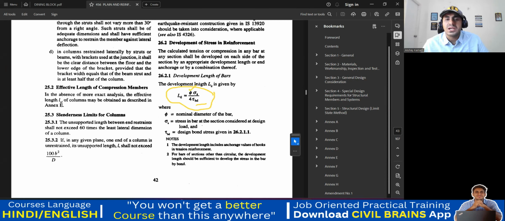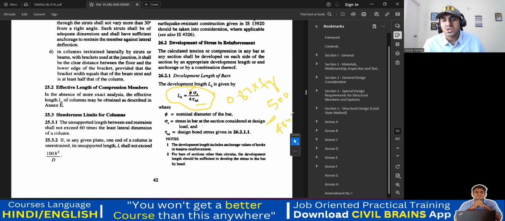Of course, you can put 8, 10, 12, and you'll get an answer. Sigma S is the stress. The stress in the bar is usually 0.87 into Fy. It's not mentioned, but you should know. The stress in the rebar is 0.87 into Fy. Suppose I'm using a 500 grade of steel, so you multiply this. Tell me what answer you're getting. 0.87 into Fy, where Fy is 500. So I'm getting 435.